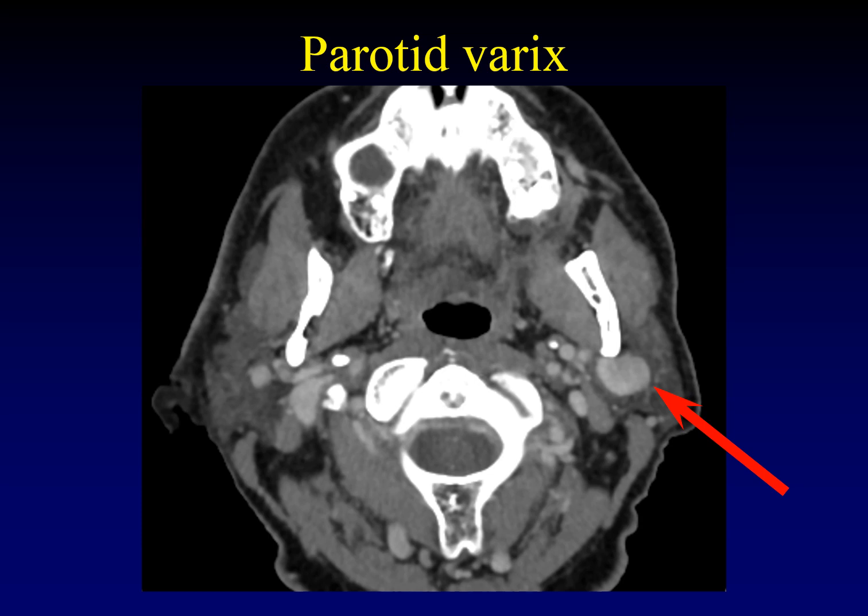Here's another varix, this time in the parotid gland. It would be very easy to mistake this for a parotid neoplasm, maybe a pleomorphic adenoma. But where's the retromandibular vein? The retromandibular vein should be running right through here, right? And it's absent on this side, or rather, this is the retromandibular vein enlarged as a varix within the parotid gland. So the absence of the normal structure there is what clues you into the correct diagnosis.